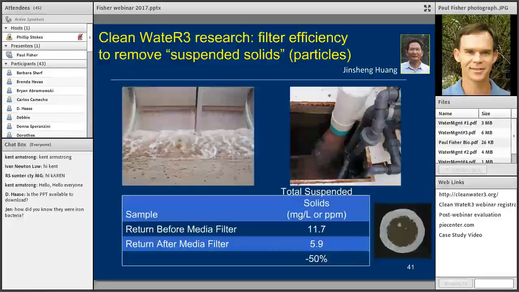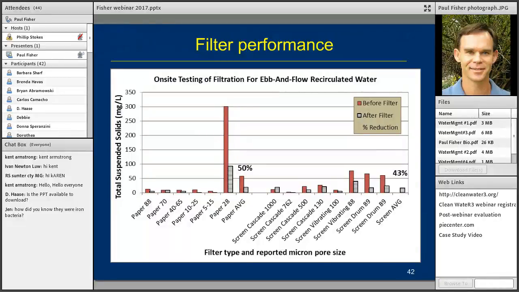Now, Dr. Jinsheng Wang, as part of the Clean Water 3 project, looked at the effectiveness or the efficiency of filters, and one of the main ways we looked at that was to see the total suspended solids, the weight of particles before and after filters. So, for example, in this particular paper or fabric filter, before the filter there was 12 milligrams per liter or parts per million, and after the filter there was 5.9, so it was about a 50% reduction in the amount of particles.